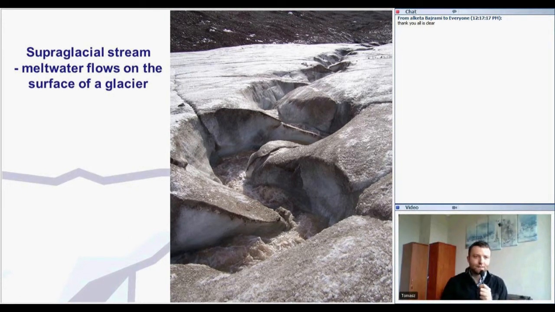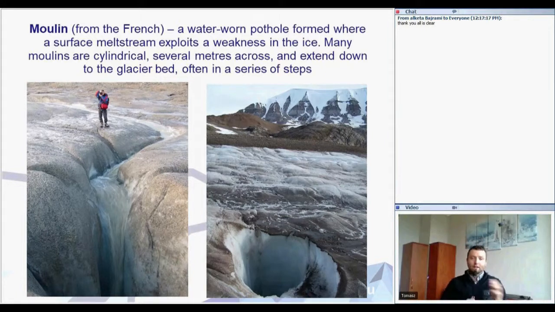Here is a picture of a supraglacial stream. So the meltwater flows on the surface of a glacier. And a moulin is a water-worn pothole formed where a surface melt stream exploits a weakness in the ice. So those moulins are cylindrical. They are usually several meters across and extend down to the glacier bed. And usually it's not entirely vertical. They are vertical for some part, and then in a series of steps, the water goes down.